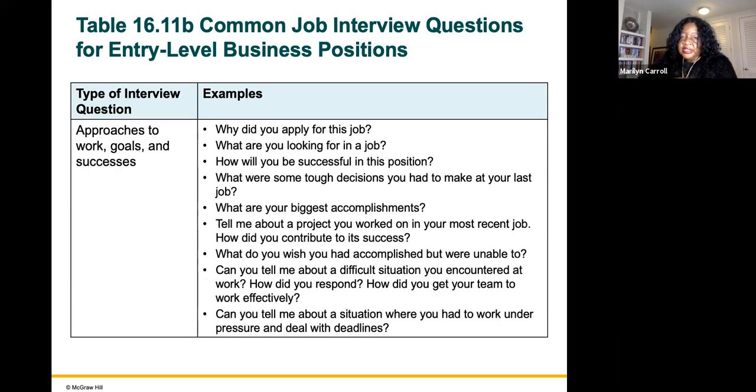Approaches to work, goals, and successes: Why did you apply for this job? What are you looking for in a job? How will you be successful in this position? What were some of the tough decisions you had to make at your last job? What are your best accomplishments? Tell me about a project you worked on in your most recent job. How did you contribute to its success?